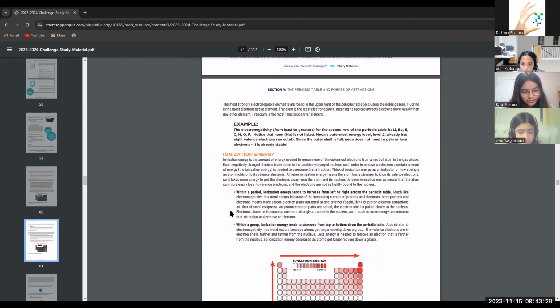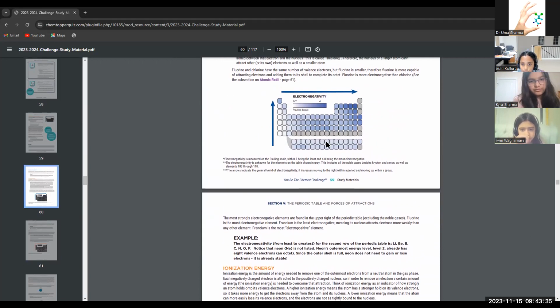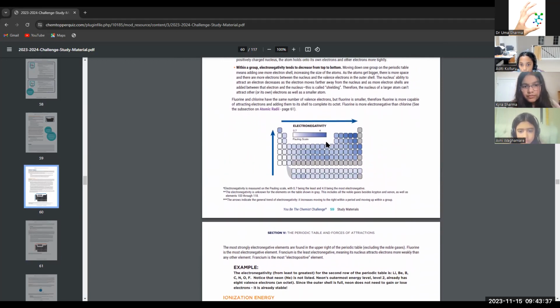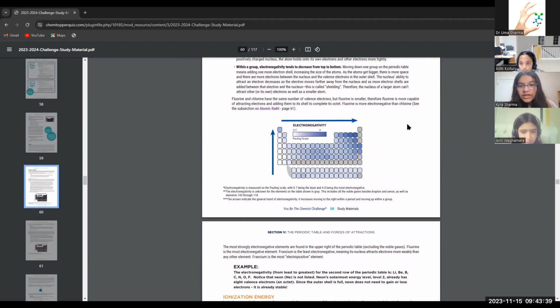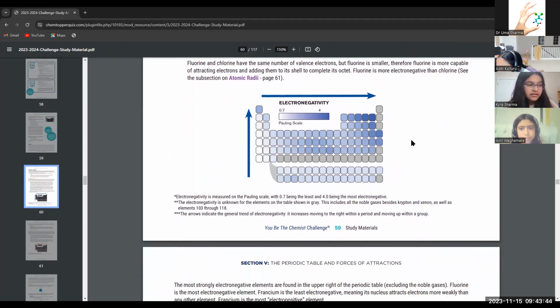Okay, so now this question, this is the example. Now one thing is missed. Where are the noble gases? Do you know where the noble gases are? They are on the far right side, in the last group. They're the 18th group.